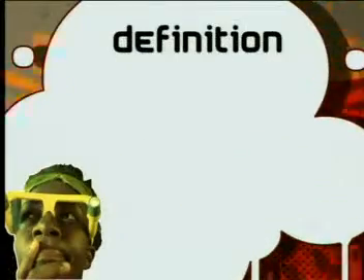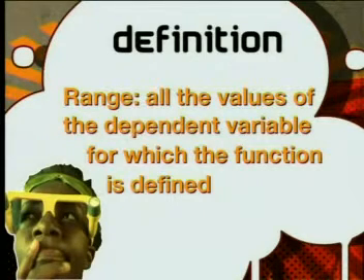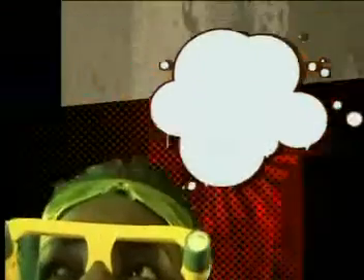So the domain describes where the input values live in the real number system. But what about the range? Can you guess what the range refers to? Well, as we already know, a function describes the relationship between the input values and the output values. So as we've seen in many equations, the output values, or y, depends on the value of the input value, or x. So let's define range. The range of a function is all the values of the dependent variable for which the function is defined. The range clearly depends on the domain.